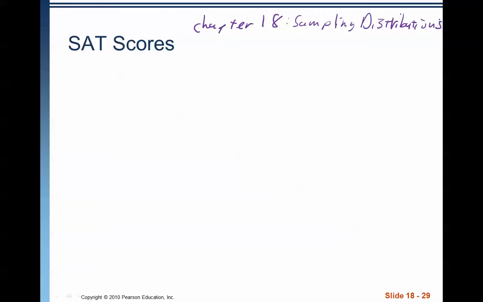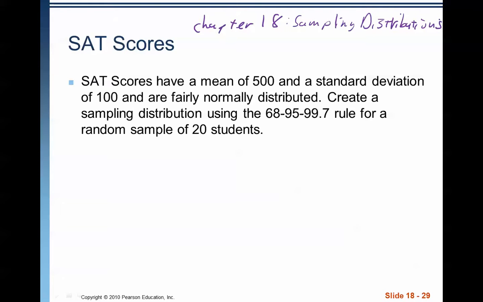In this video, we're just going to do some examples of application problems that we might use for sampling distributions of the means. So coming up first, we're talking about SAT scores. SAT scores have a mean of 500 and a standard deviation of 100 and are fairly normally distributed. Create a sampling distribution using the 68, 95, 99.7 rule for a random sample of 20 students.